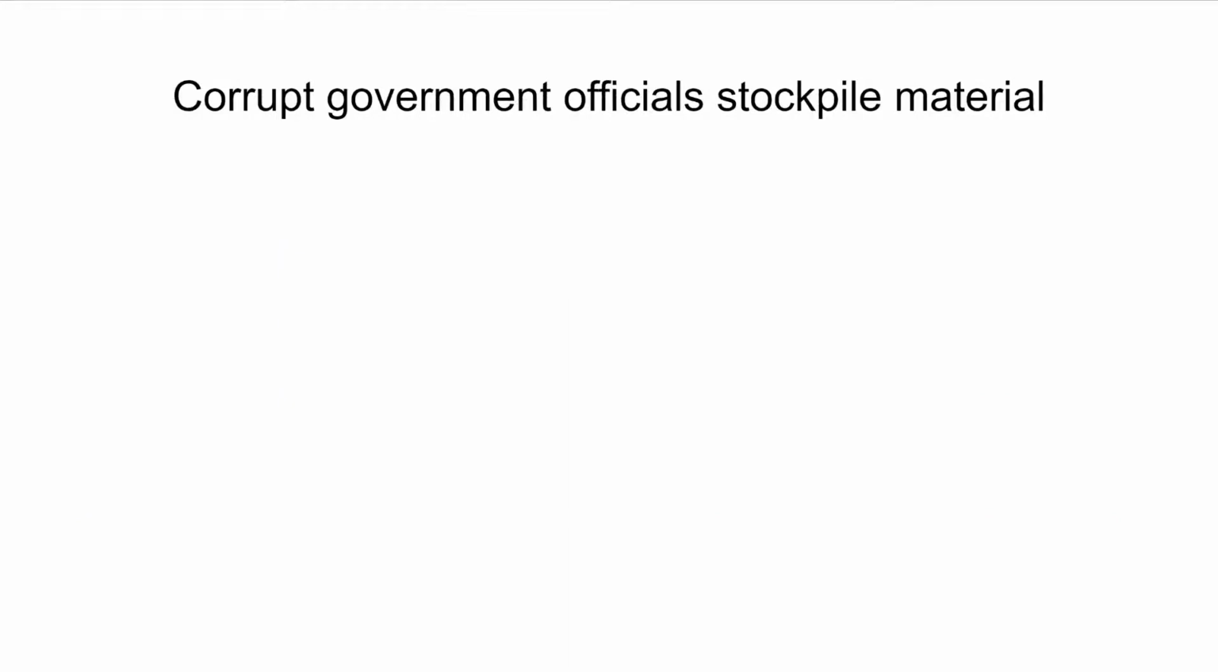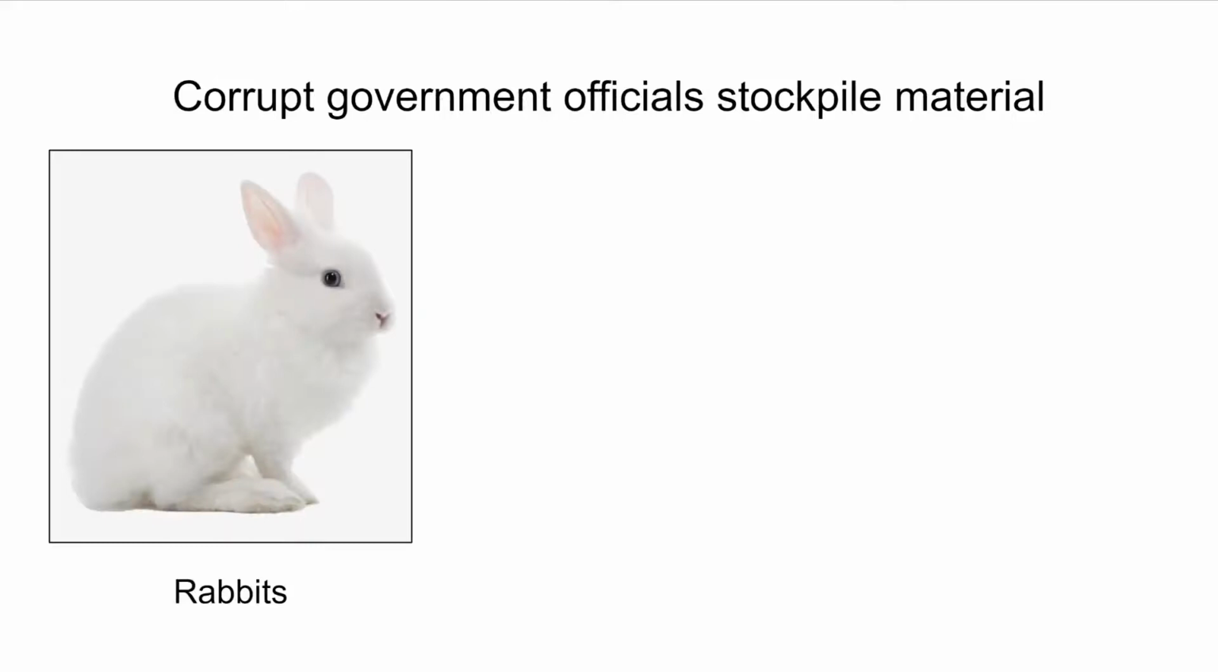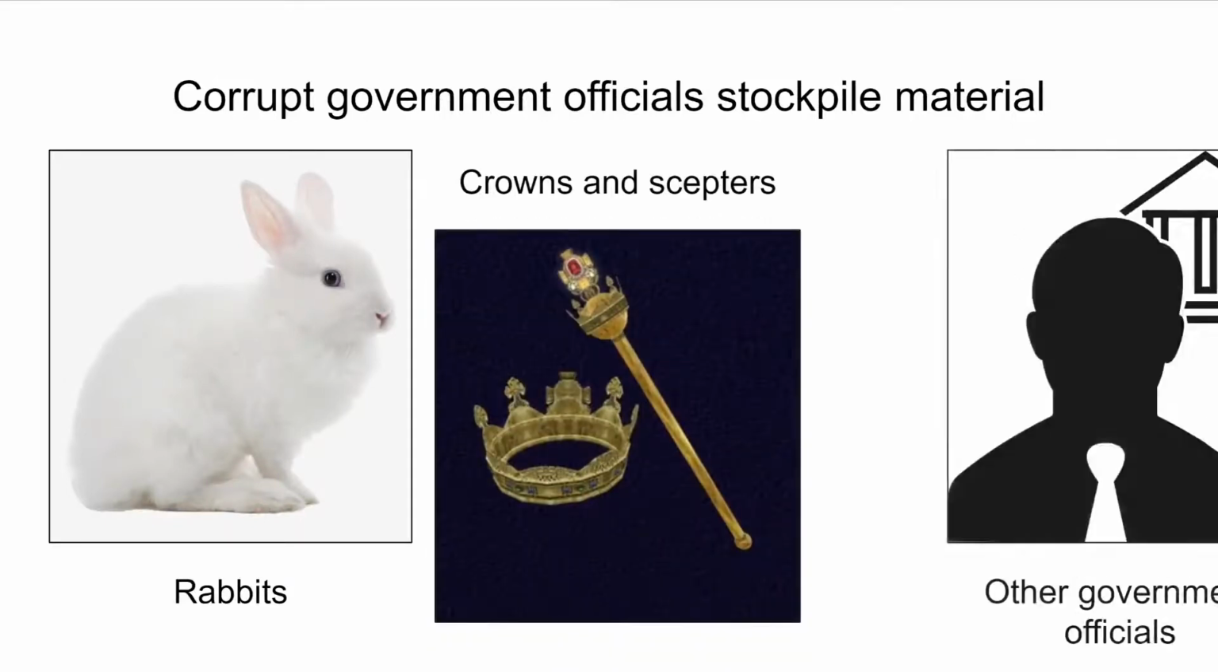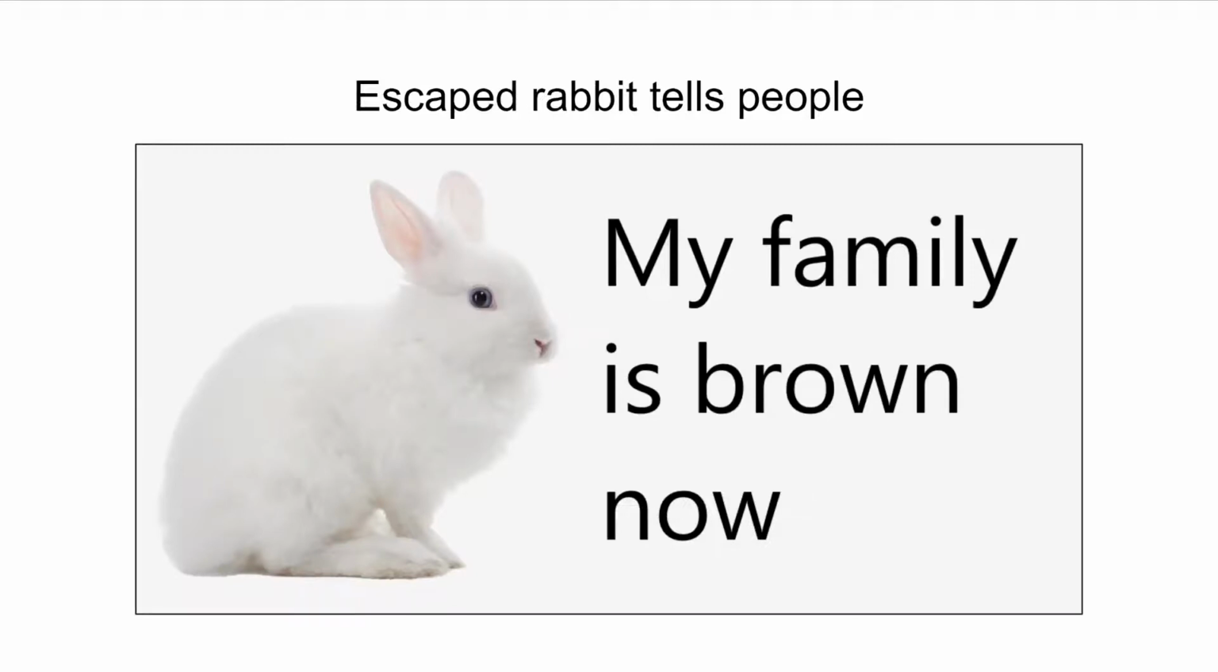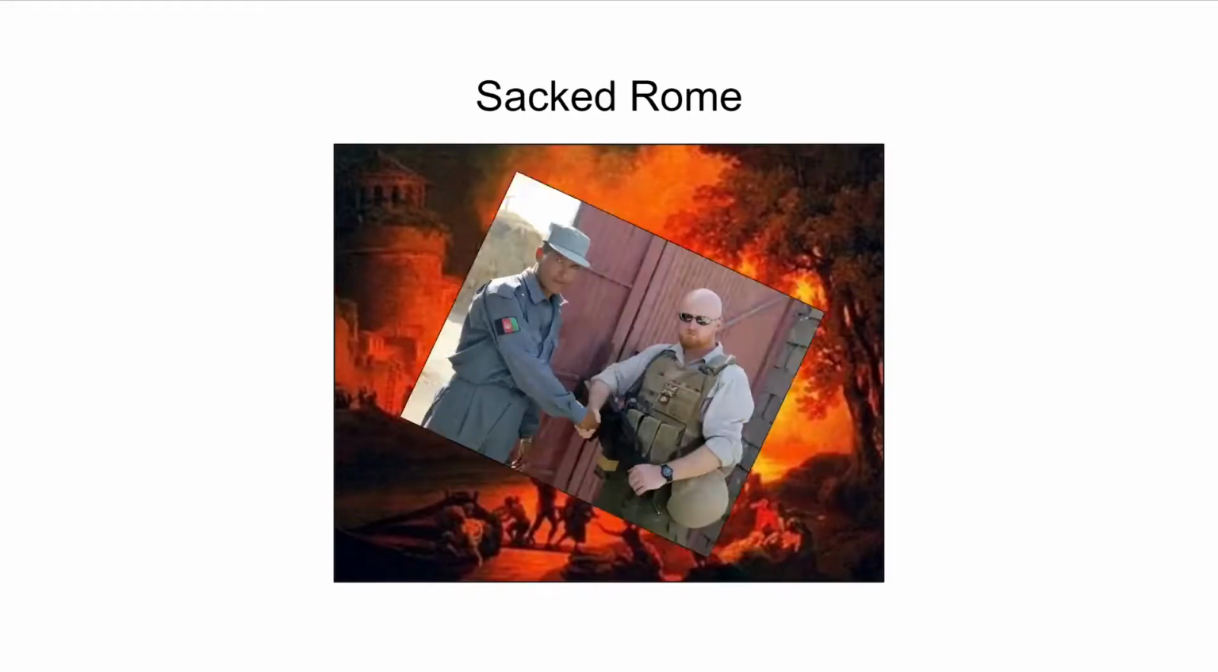Corrupt government officials hoarding materials for themselves. Materials such as rabbits, crowns and scepters, and other government officials. One rabbit escapes and tells the citizens about these injustices. With this information, people revolt and sack Rome with the mercenaries.